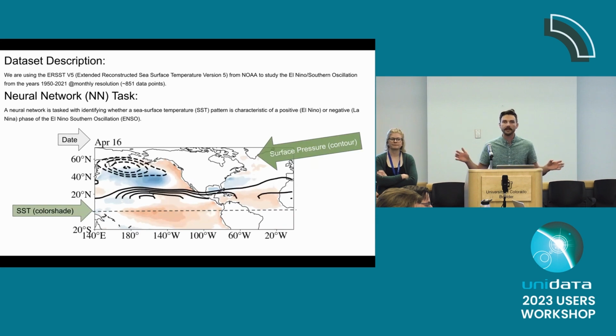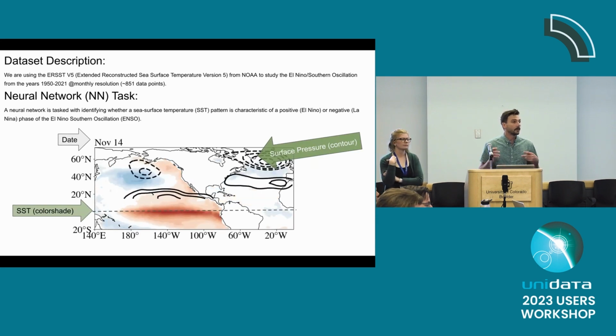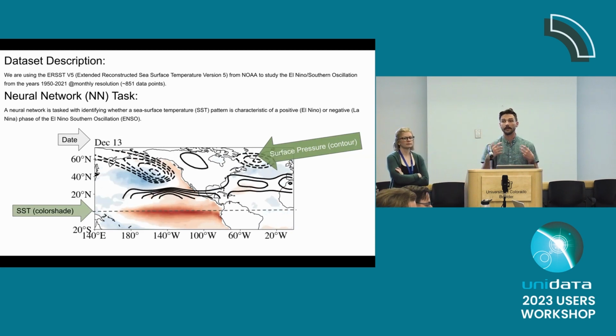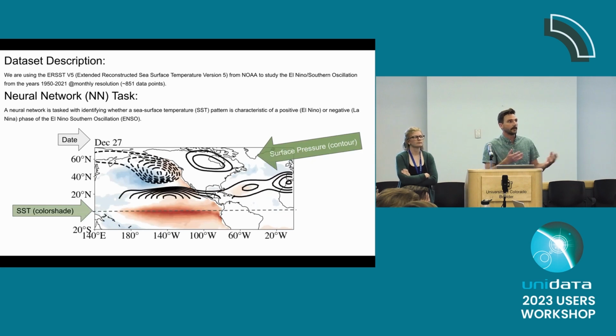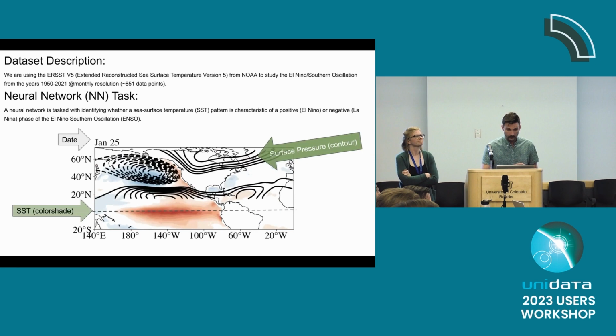So it's a really, really easy task for this network to do. But then we want to take these methods that we're going to be talking about, turn the network around, and see what the network has learned about the characteristic traits of an El Nino Southern Oscillation.